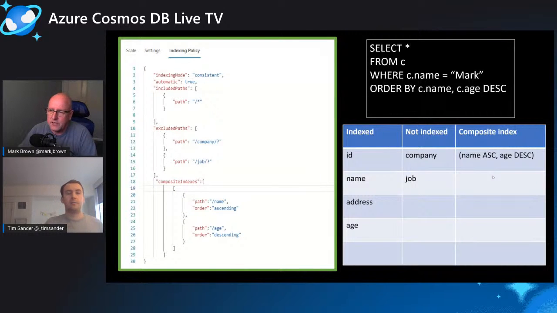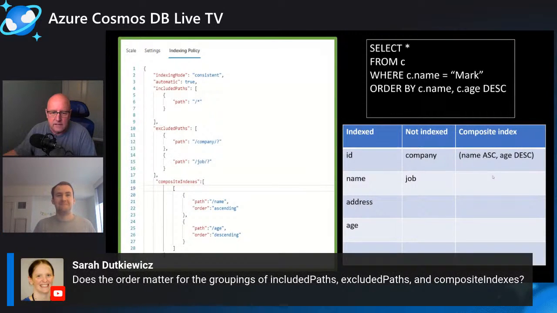Now, we got a question from one of our viewers here. Does the order matter for the groupings of included paths, excluded paths, and composite indexes? Yeah. So for included paths and excluded paths, the order does not matter. I could define job before company or company before job, it doesn't matter. For composite indexes, the order in which you define the properties in each individual composite index matters a whole lot. If I flip this and did age first and then name, that would not be able to be used for this query here. However, when I add the composite indexes to my indexing policy, I can add them in whatever order that I want.